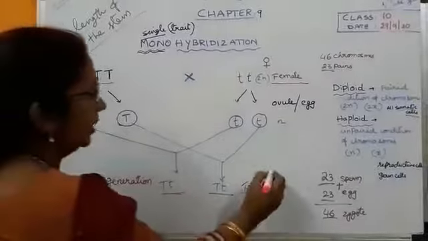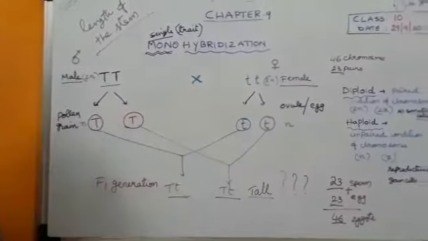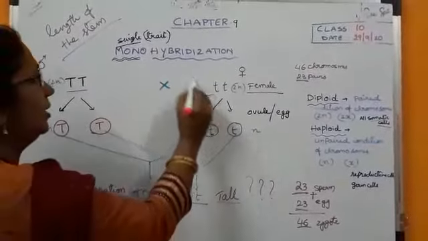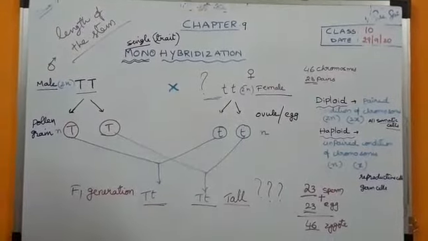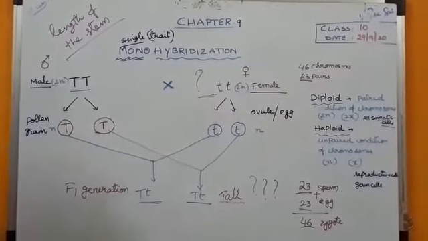Then Mendel got a doubt. What doubt did he get? What happens to my short quality? This doubt he got. Then what did he do? Let us see.